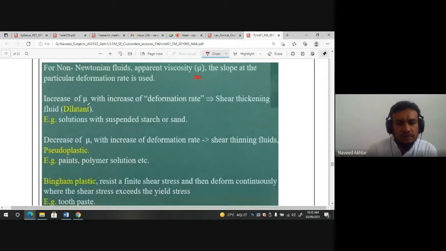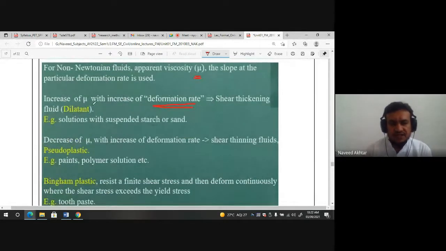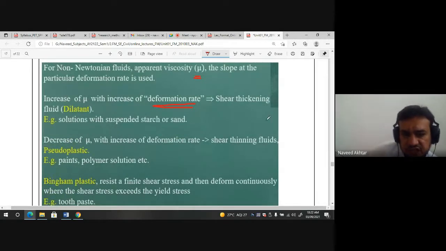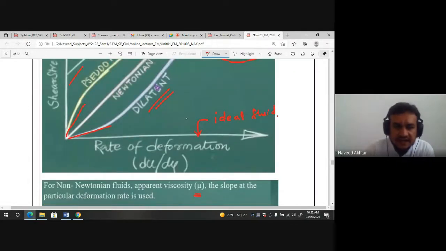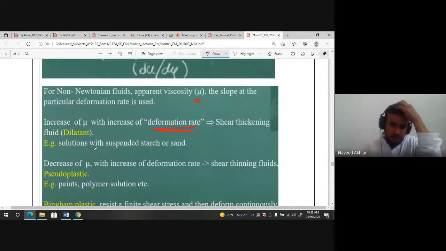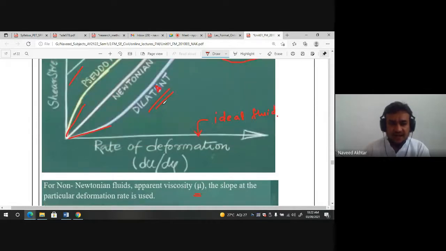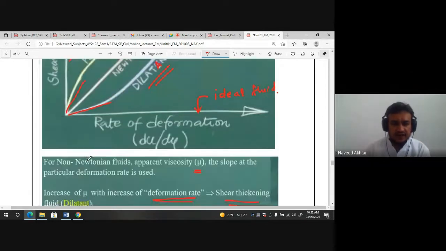So if mu increases with increase of deformation rate, then a shear thickening fluid is there, and that is called dilatant. Okay, dilatant. If mu increases with increase of deformation rate, then shear thickening fluid is there, and that fluid is called dilatant fluid. So based on this graph, you can differentiate the different fluids.